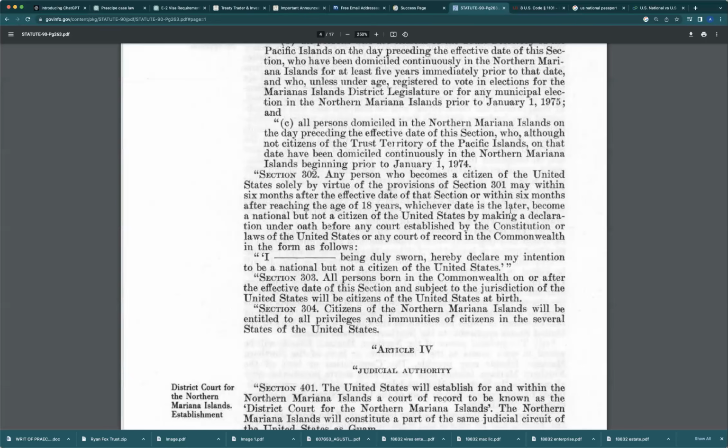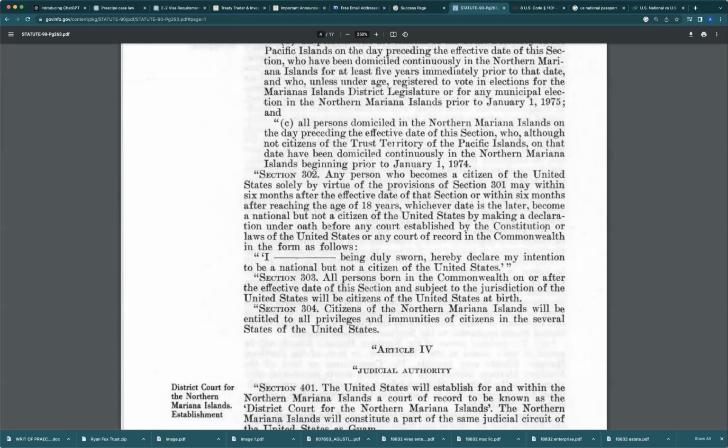Whichever date is later, become a national, but not a citizen of the United States. By what? By making a declaration under oath before any court established by the Constitution. Those that hold green cards and eventually are looking to become a U.S. citizen, do they have you in a court? No, they do not. Not a court that is established by the Constitution.